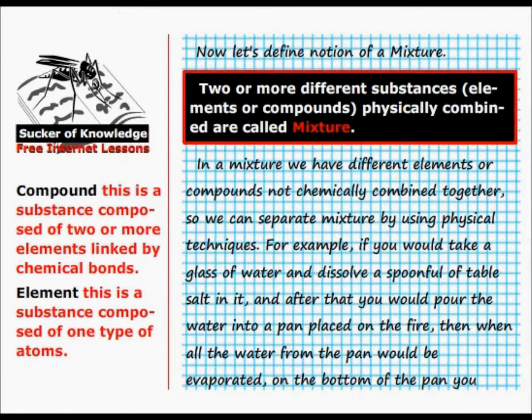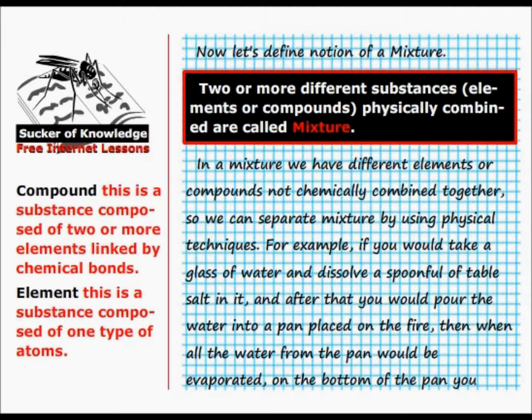Now, let's define notion of the mixture. Two or more different substances, elements or compounds, physically combined, are called mixture. In the mixture, we have different elements or compounds, not chemically combined together, so we can separate mixture by using physical techniques.